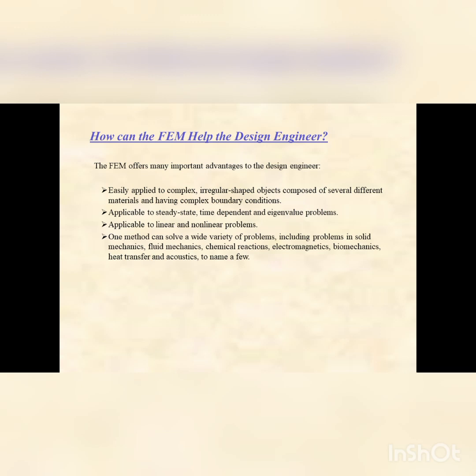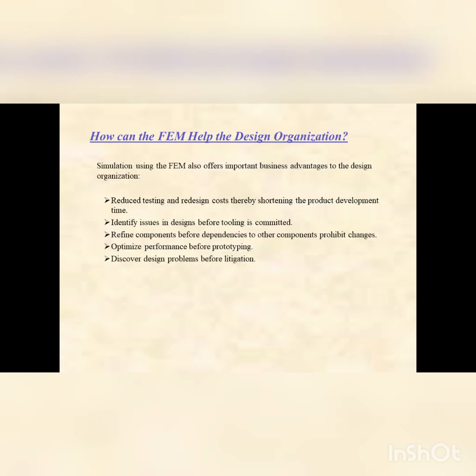The FEM is also beneficial for the design organization. How does it offer this? Let's see. It reduces testing and redesigning costs. So the result is that product development time is decreased. Also, it evaluates designs before tooling is committed. It also optimizes performance before prototyping and discovers design problems before litigation.